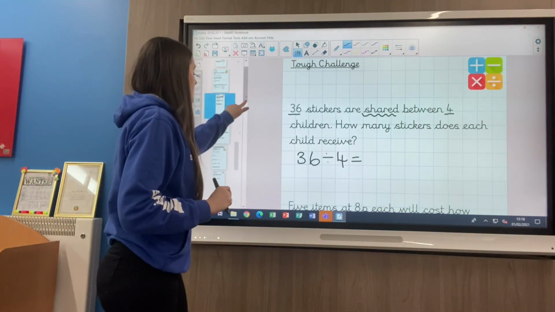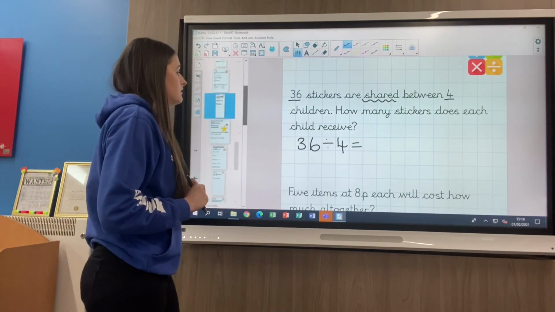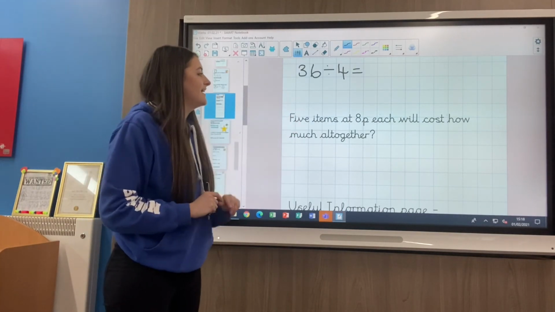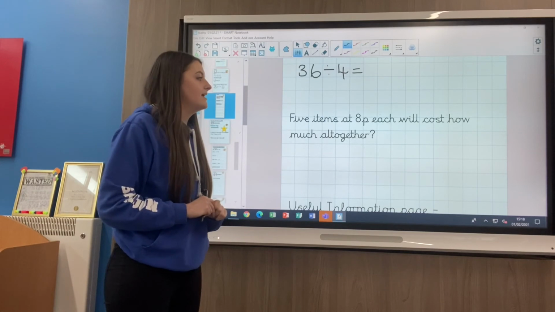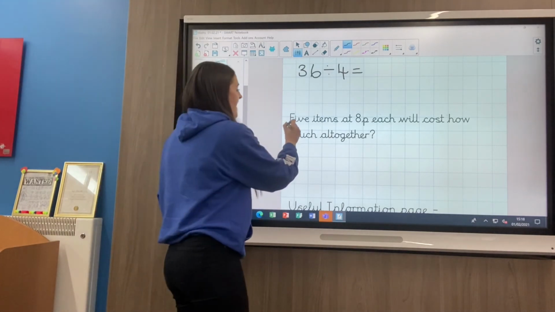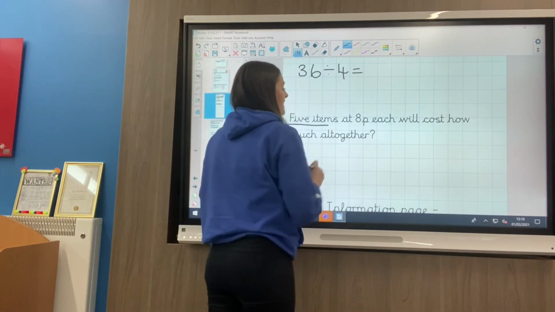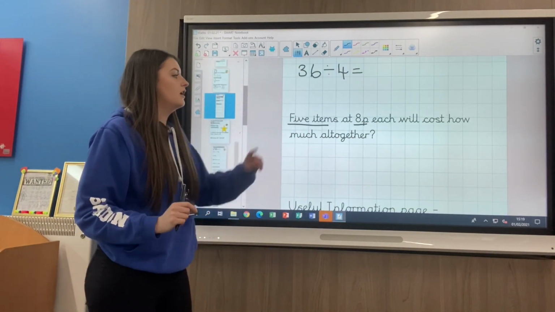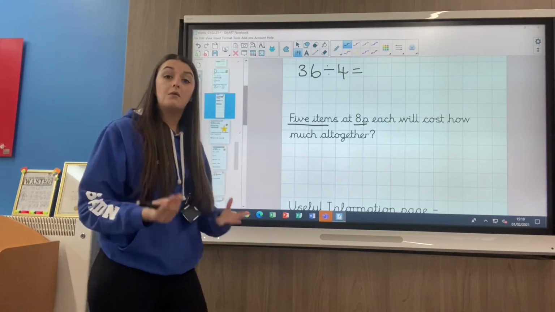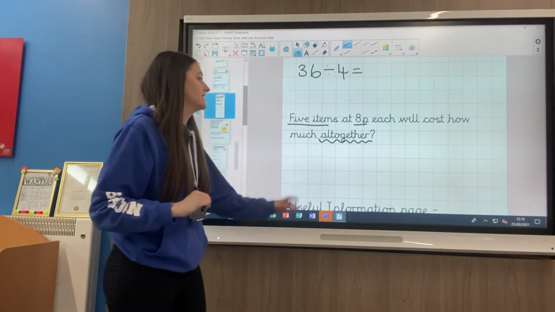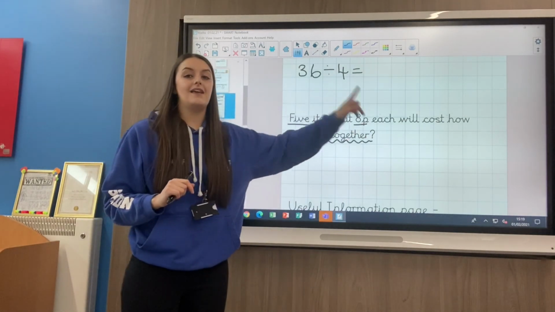Another question that lots of us have been struggling with, I've got 5 items at 8p each will cost how much altogether? So we've got 5 items at 8p each. They cost 8p each. How much will they cost all together? Now we know all together is an addition word. So we need to add 5 lots of 8p together.